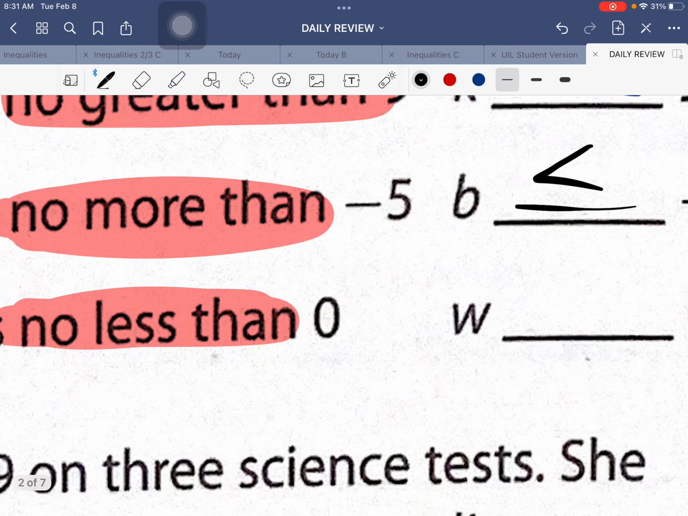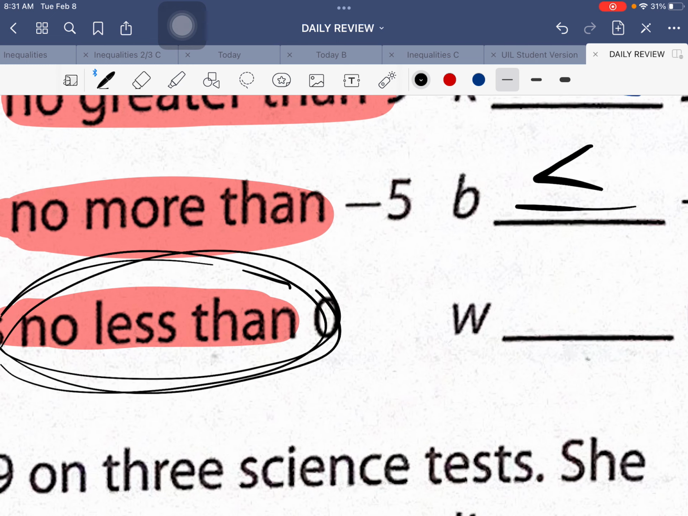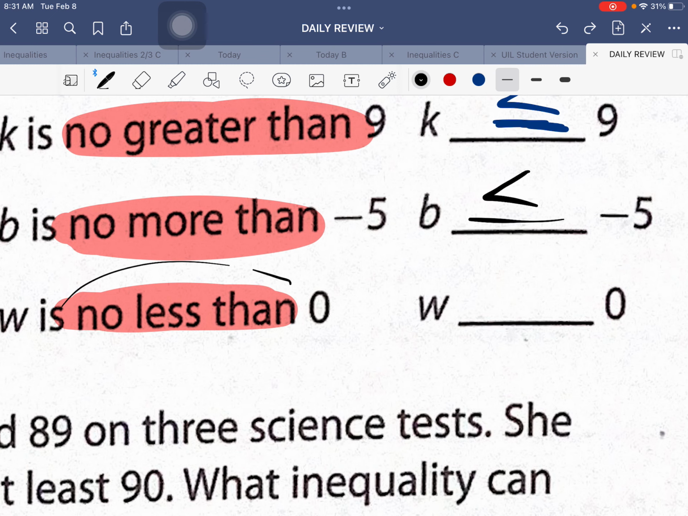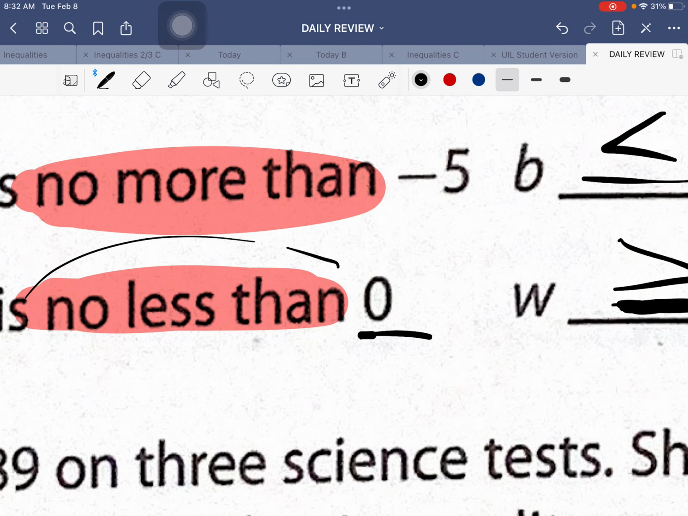Last one, no less than. It cannot be less than. Greater than or equal to. No less than 0. Greater than or equal to. That means please do not get less than a 0 in the test, which is, well, basically impossible. Unless you did something like, imagine you got a negative 30, guys. Hey, nice checklist, right?